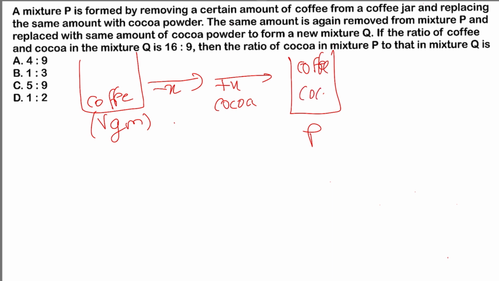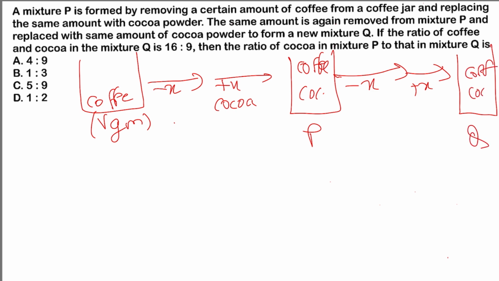From this they are repeating the procedure. They remove X grams and they again add X grams of cocoa. So after this transaction, they have a mixture Q. Mixture Q also has some coffee and some cocoa. Now, we have been given in this question the ratio of cocoa and coffee in the mixture Q. In the mixture Q, cocoa and coffee are present in the ratio 16:9.